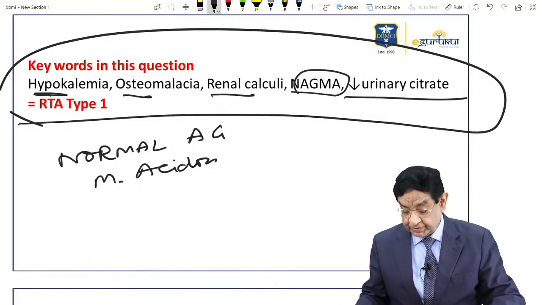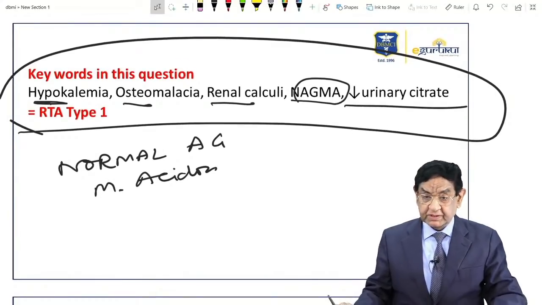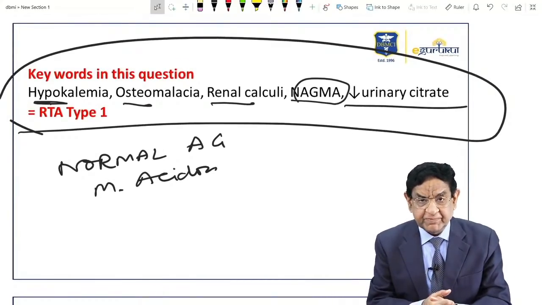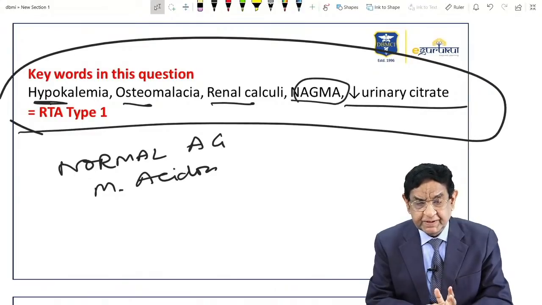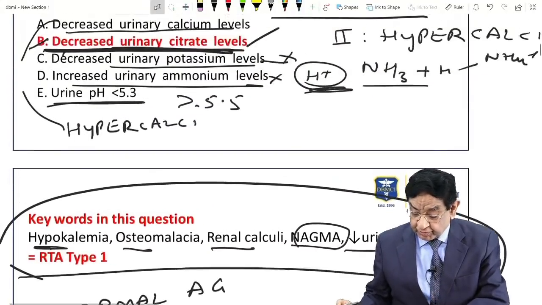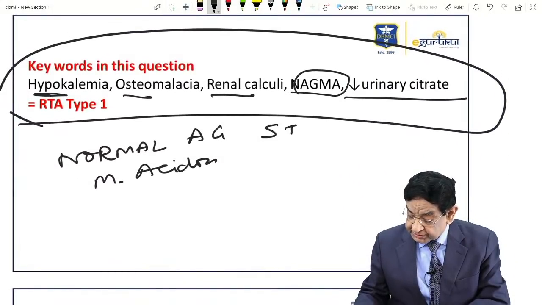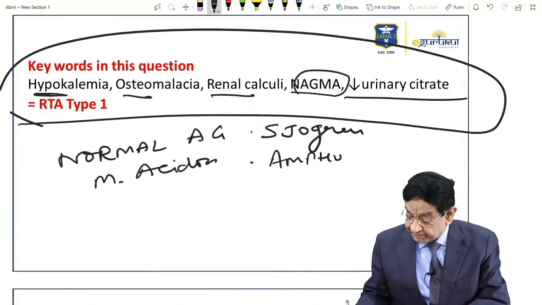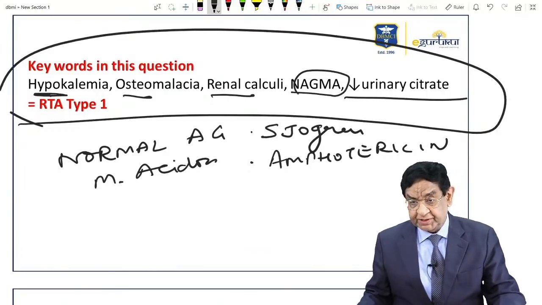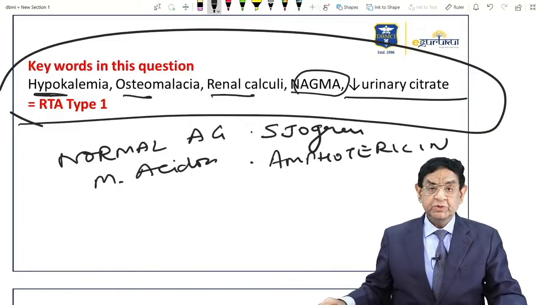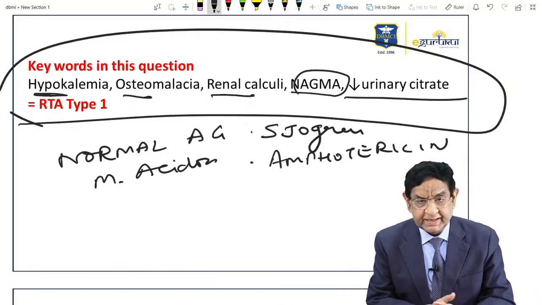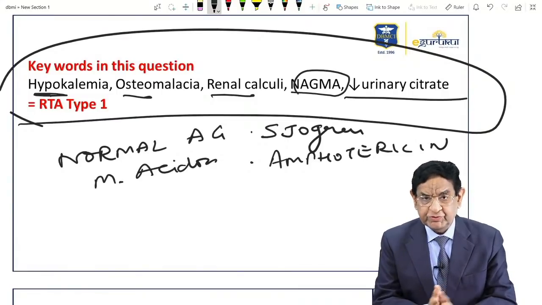Clear cut. Okay. So friends, now I give a summary of RTA. We finished RTA. And of course, one more thing I would like to add before I go: this type 1 RTA is seen in conditions like Sjogren syndrome. And we also see it with amphotericin therapy. Amphotericin is an antifungal drug that can also lead to RTA type 1. So to conclude, the entire RTA in only a few seconds.